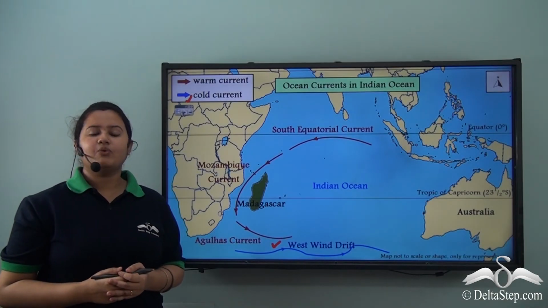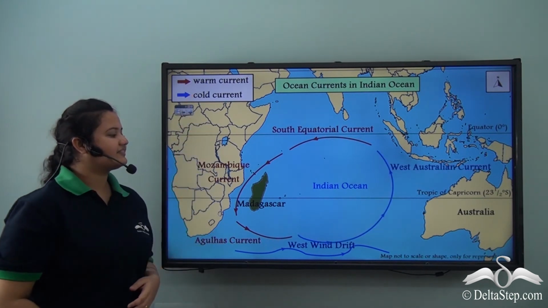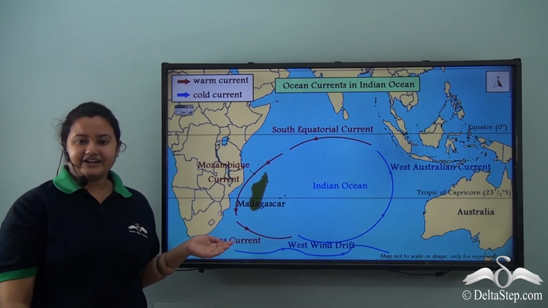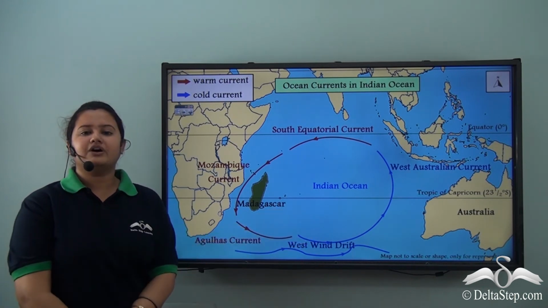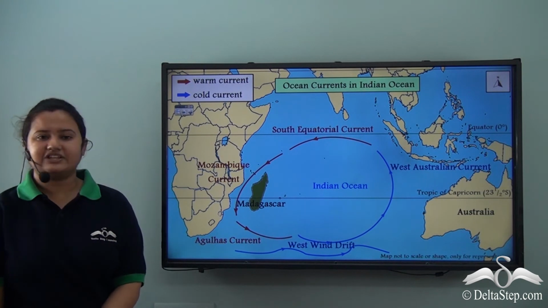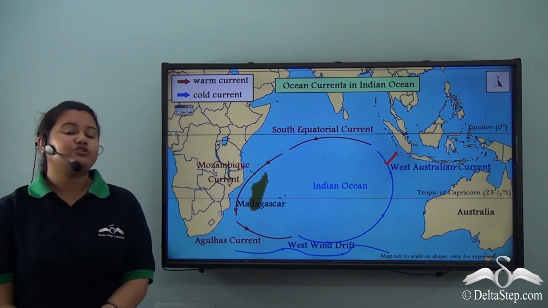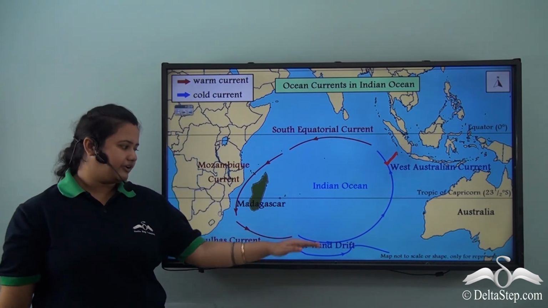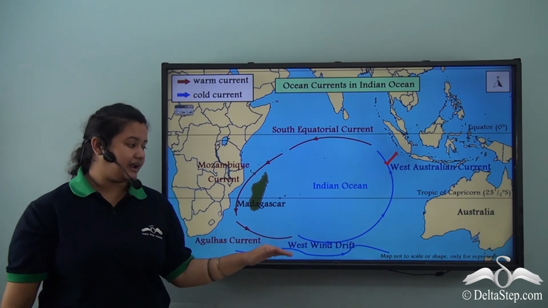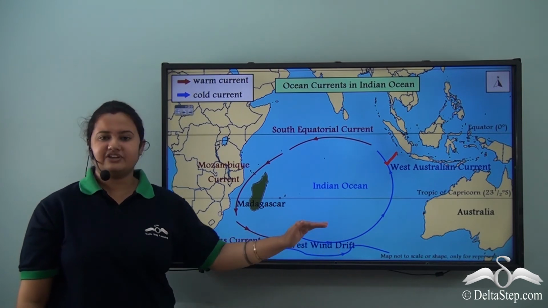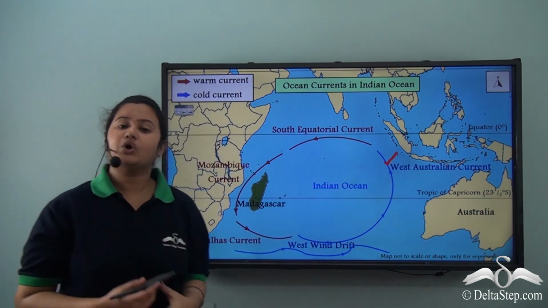Now, we will see what happens when both these currents combine. So, when the Agulhas current, a warm current, connects with the west wind drift, which is a cold current, they give birth to a cold current. The name of this current is the West Australian current. Now, why do we have a cold current? This is because here we have an upwelling of the cold water from deep oceans and also under the influence of west wind drift, which is a cold current, West Australian current originates.